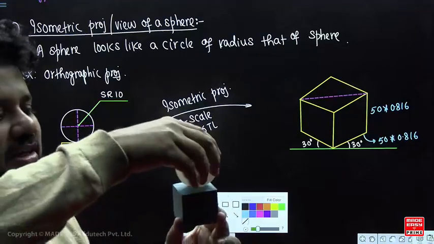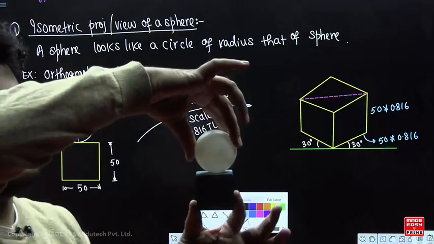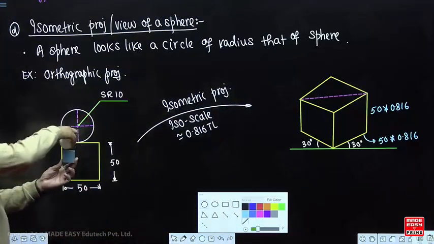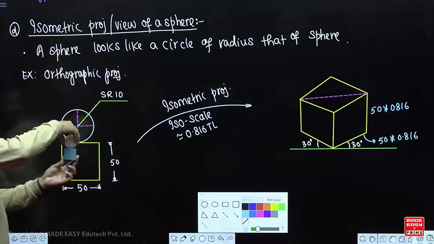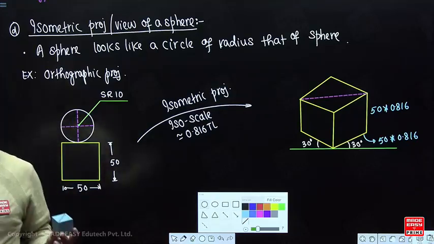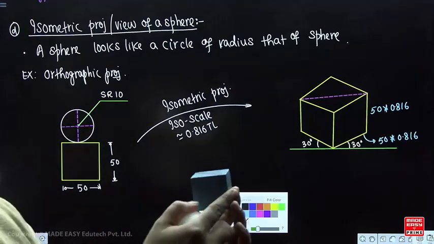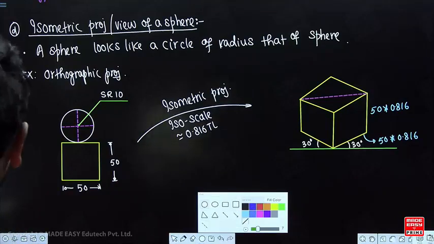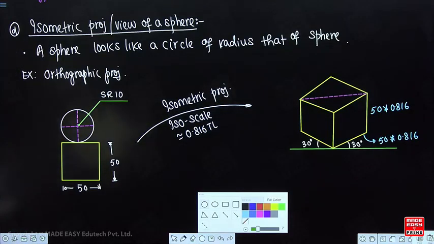Now this is the sphere that has been kept at the center. This is the isometric, and this is the orthographic projection of it. Now when I am going to draw the isometric projection, first I will tilt it like this, and then tilt it like this, so that it comes to the corner.